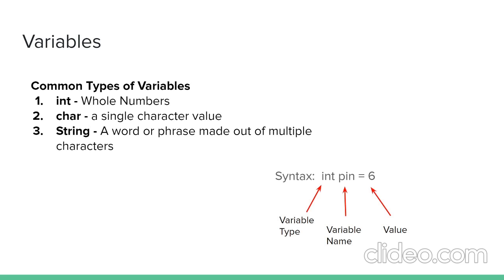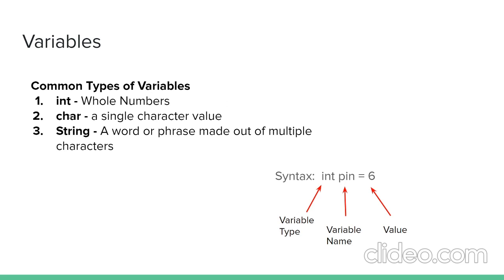Variables, right? So as the name states, variables change, right? So unless you assign it a specific value, they can take on any value. So we have different types of variables. We have integers, which are whole numbers. We have char, which is characters, and then we have string, which is like a word or a phrase, right? So int stands for integer, right? And then the name of your integer is going to be pin, which is equal to 6. So every time you say the word pin, the computer is going to think that pin stands for 6, right?